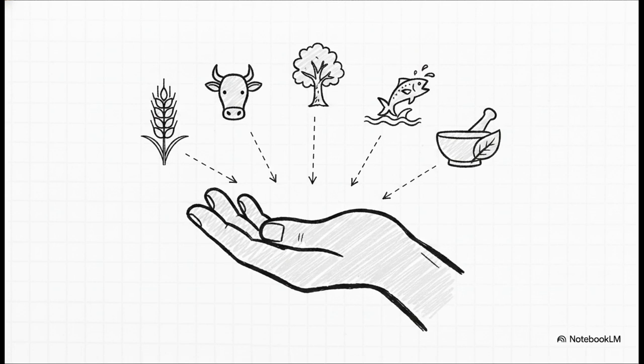The economic commodities that biodiversity directly supplies to us are just staggering. We rely on it absolutely for our food crops, our livestock, the forests that give us timber and oxygen, the fish in our oceans, and incredibly critical medicinal resources. Without a diverse biological portfolio, our physical and economic survival literally grinds to a halt.